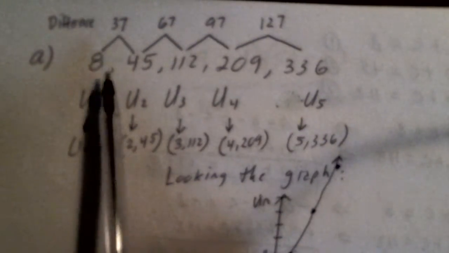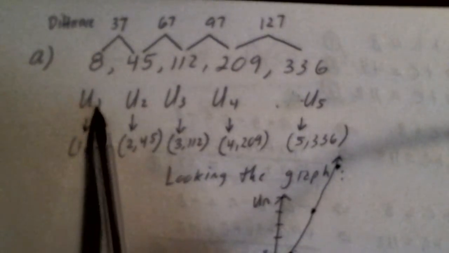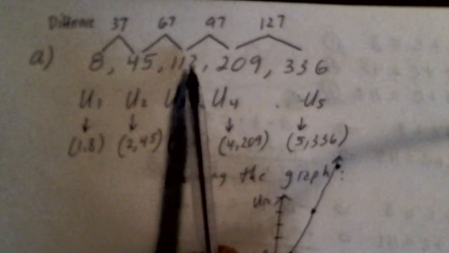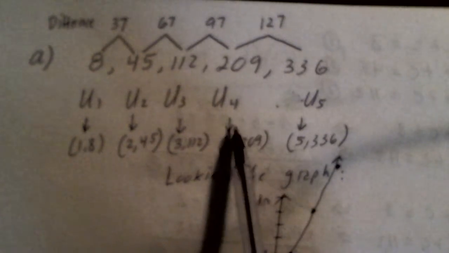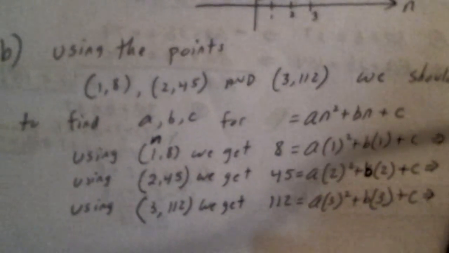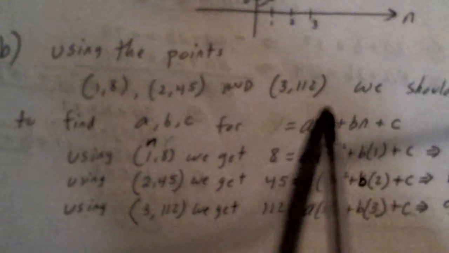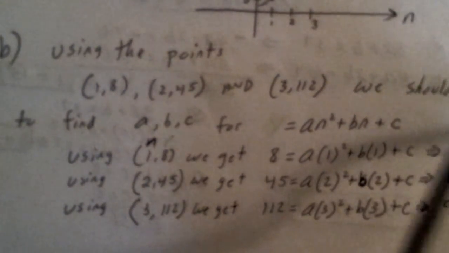Another way you could determine that this sequence is quadratic in nature is by plotting the associated points: 1, 8; 2, 45; 3, 112; 4, 209; and 5, 336. If you plot these points in the plane, calling the horizontal axis the n-axis and the vertical axis the u-axis, you can see that these points appear to lie on a quadratic graph, or a parabola.